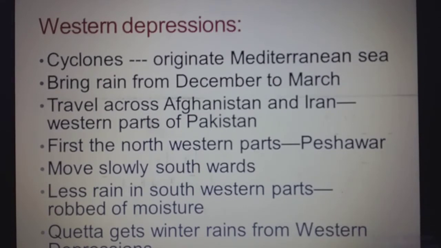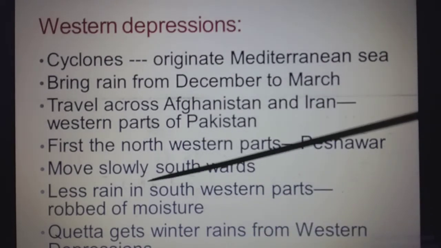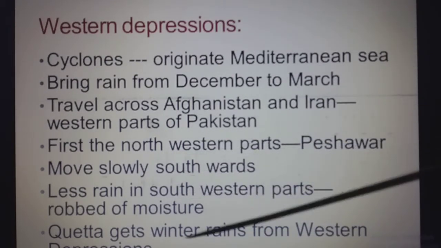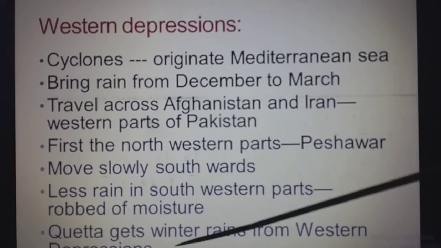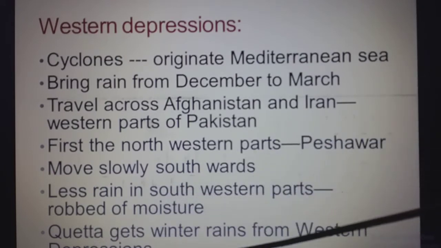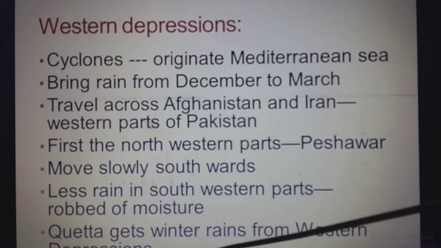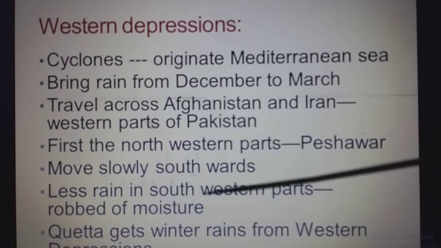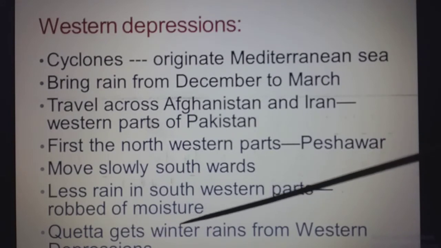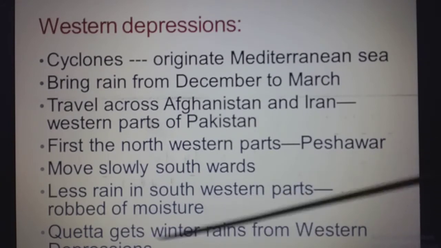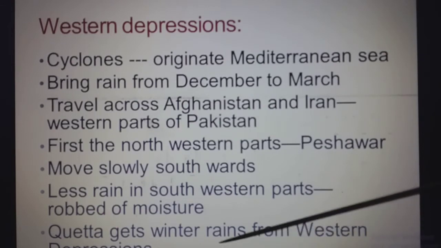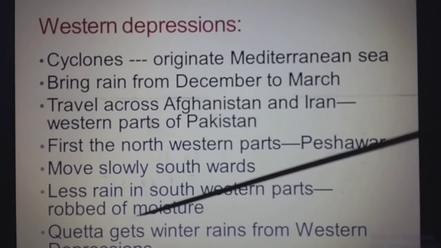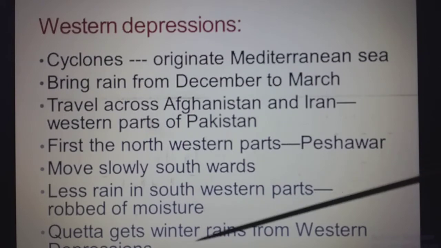As they move towards the south, they are robbed of the moisture because they have already given a lot of rain in the north, and they bring less rain to the southwestern parts of Pakistan. Quetta also gets a lot of winter rains from the western depressions. So if a question like that is asked in the exams, or if you get a graph where it's shown that Quetta is receiving a lot of rain during the winter months, and the question is asked what is the source of this rainfall in Quetta, you should know it is the western depressions.